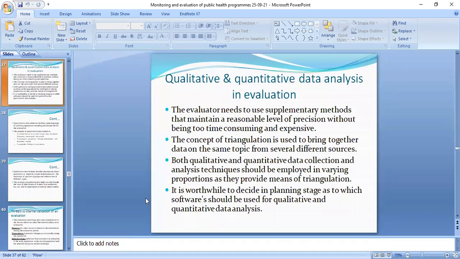The evaluator needs to use supplementary methods that maintain a reasonable level of precision without being too time-consuming and expensive. The concept of triangulation is used to bring together data on the same topic from several different sources. Both qualitative and quantitative data collection and analysis techniques should be employed in varying proportion as they provide means of triangulation. It is worthwhile to decide in the planning stage which software should be used for qualitative and quantitative data analysis.